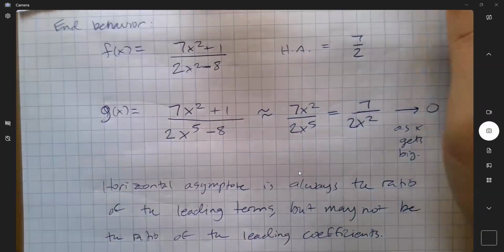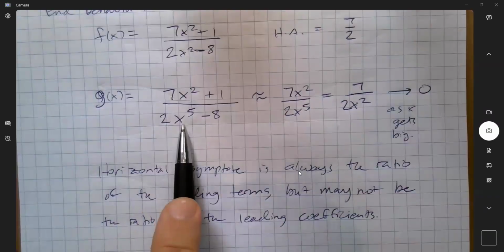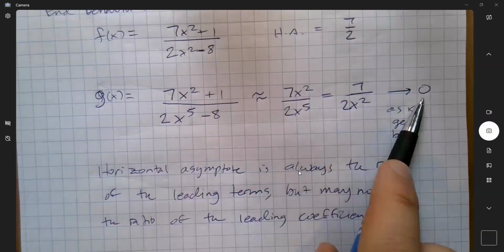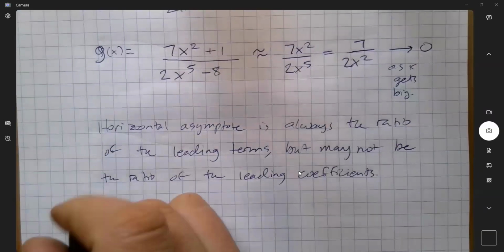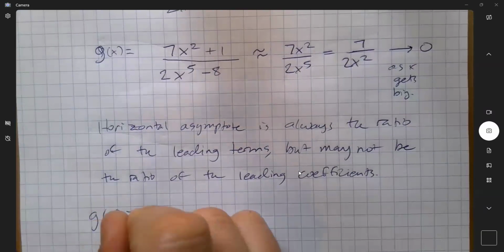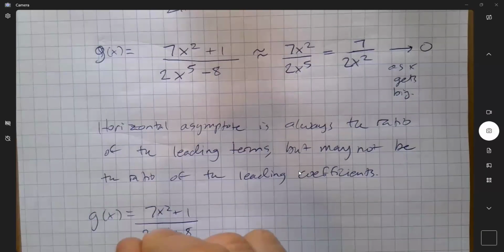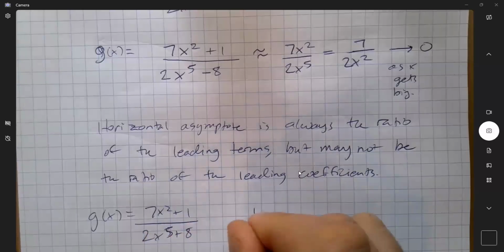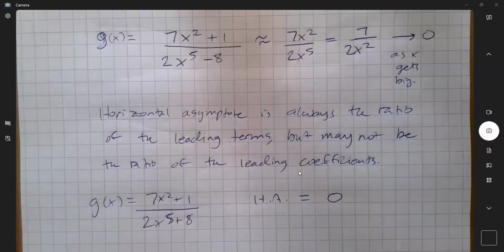7x squared grows fast, but 2x to the fifth grows much faster. So as x gets bigger, the bottom is going to grow faster than the top, and it's going to shrink the whole thing to 0. So g of x, which is 7x squared plus 1 over 2x to the fifth plus 8, the horizontal asymptote here is just 0. It shrinks the whole thing down to 0.